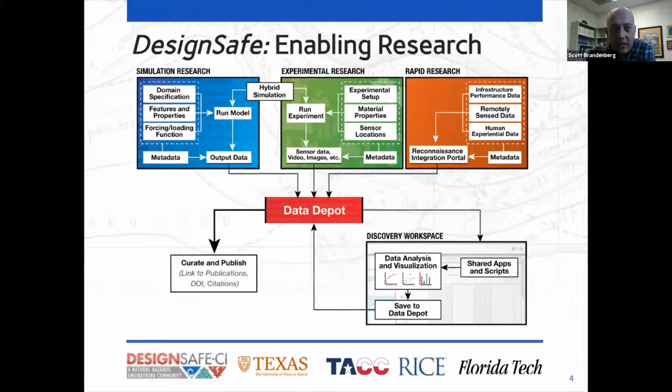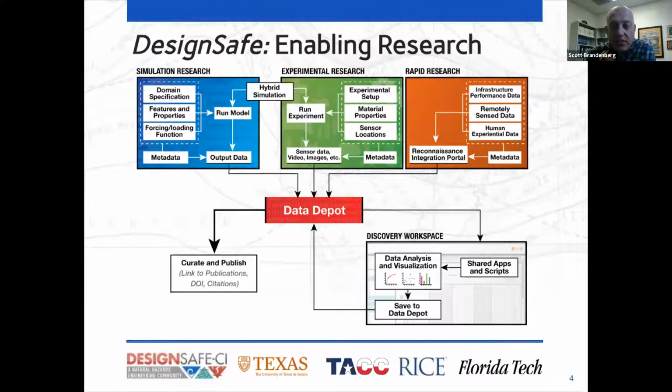This is a schematic of the DesignSafe workflow. So on the top, we have simulation research, which is what Massimo will talk about today, and in particular, visualizing OpenSees results. Then, of course, there's experimental research and rapid reconnaissance research. And that information all gets stored in the data depot, which is a file system that allows users to put their information in. And importantly, there's also the discovery workspace.